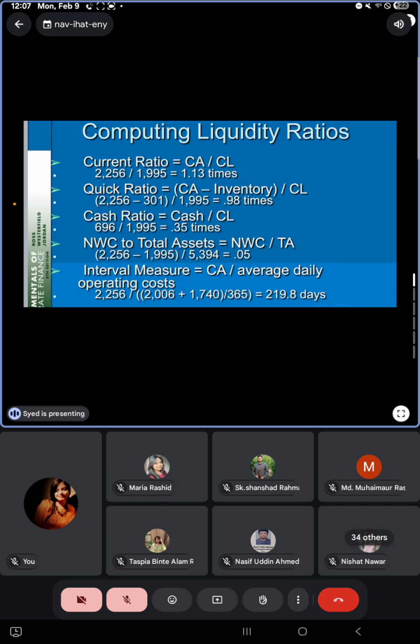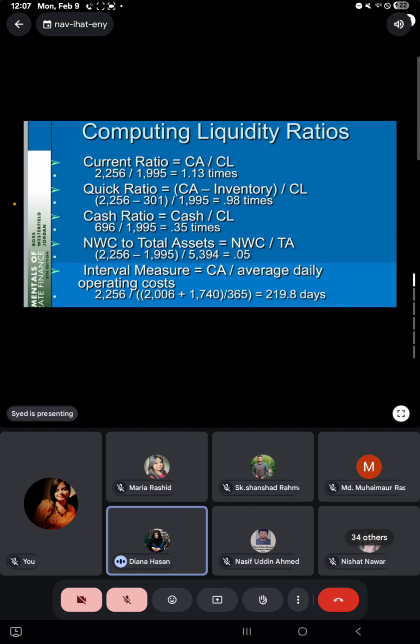One of the assets is least liquid, and that is inventory. So for calculating the quick ratio, the inventory is deducted from current assets in order to get the most liquid assets, and then it is divided by current liability. Okay, now can anyone tell me why inventory is the least liquid asset?